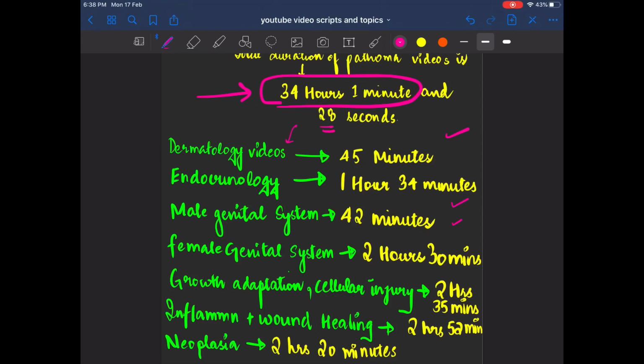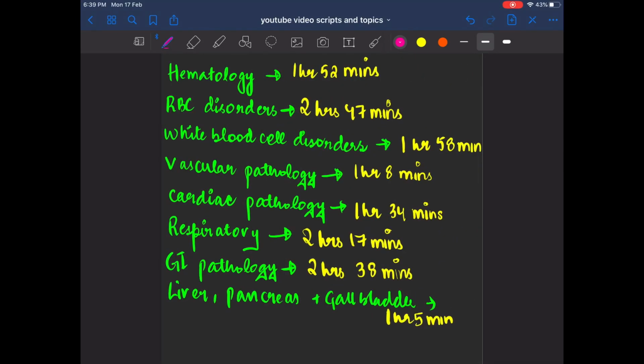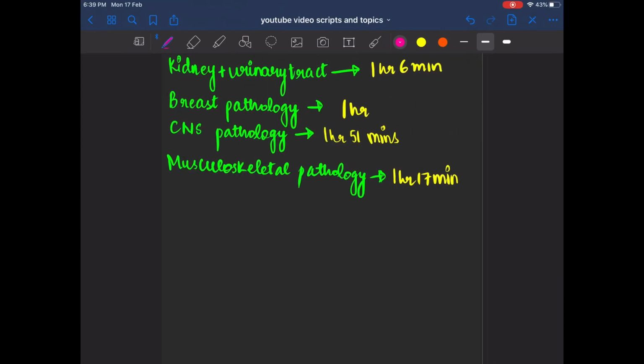female genital for 2 hours 30 minutes, growth adaptation, cellular injury and cell death are for 2 hours 35 minutes, inflammation and wound healing for 2 hours 52 minutes, neoplasia for 2 hours 20 minutes, hematology 1 hour 52 minutes, RBC disorders 2 hours 47 minutes, WBC disorders 1 hour 58 minutes, vascular pathology 1 hour 8 minutes, cardiac pathology 1 hour 34 minutes, respiratory is for 2 hours 17 minutes, GI pathology 2 hours 38 minutes, and hepatology is for 1 hour 5 minutes.